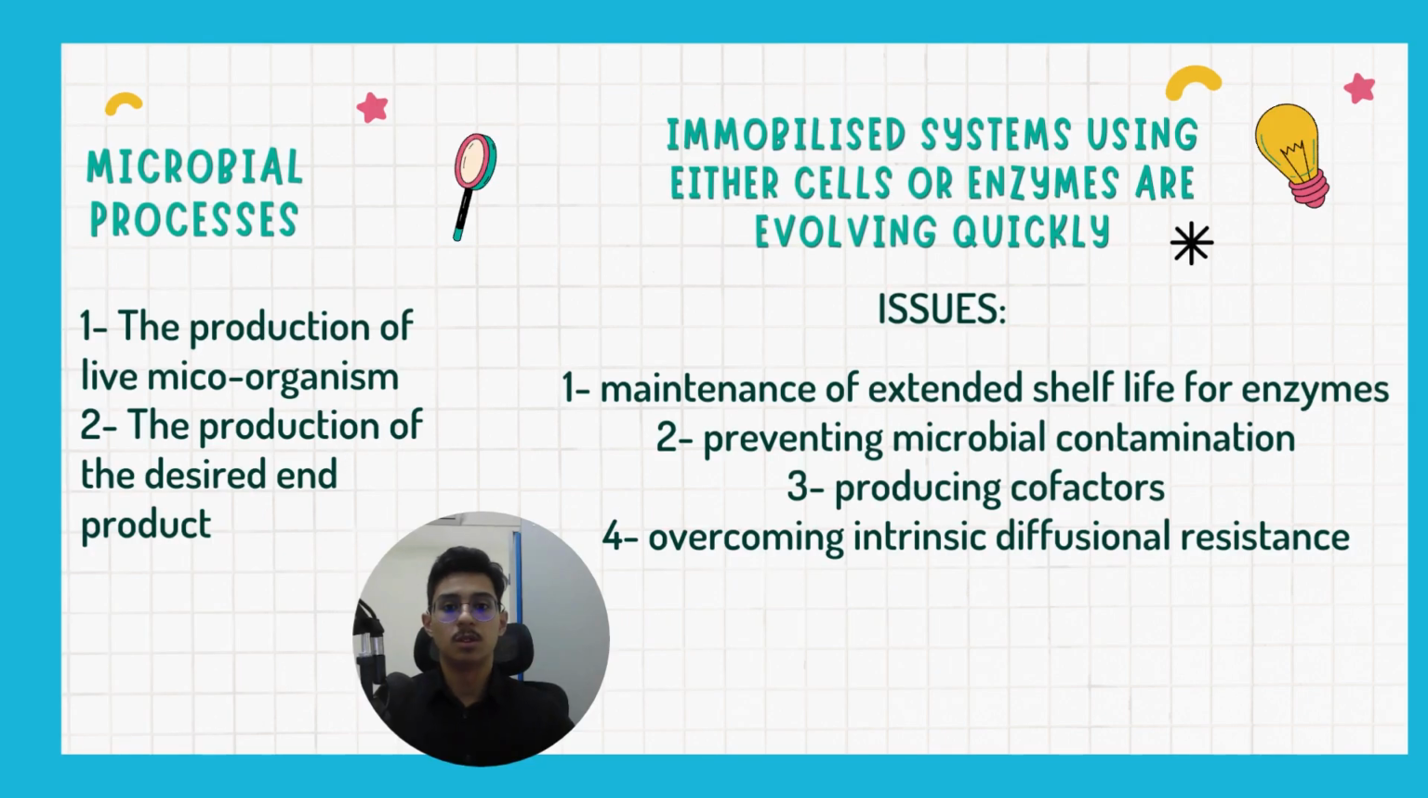Moving on, any microbial process can be divided into two. Number one, the production of live microorganisms. Number two, the production of the desired end product. For some industrial scale reactions, immobilized systems using either cells or enzymes are evolving quickly, although this may seem like a good thing. The following issues still stand. Number one, the maintenance of extended shelf life for enzymes. Number two, preventing microbial contamination. Number three, producing cofactors. And finally, overcoming intrinsic diffusion resistance.